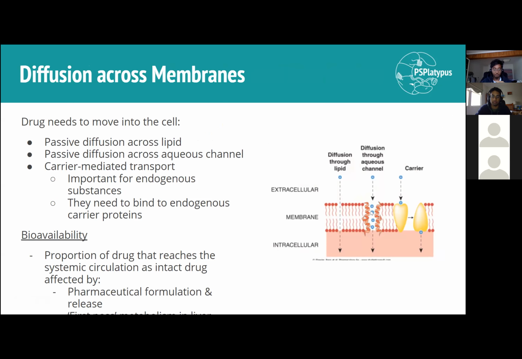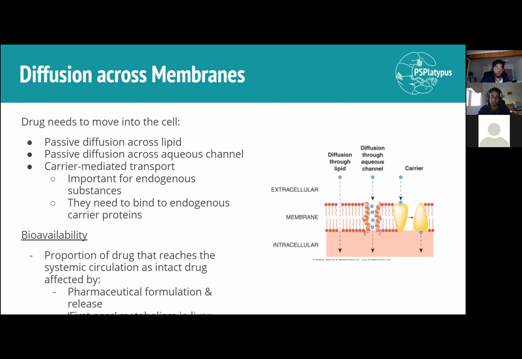But for now, we're going to talk about 3 different types. So that's passive diffusion across lipids. So again, it needs to be lipid soluble for this to happen. There's passive diffusion across aqueous channels, and there's carrier-mediated transport. So we see carrier-mediated transport, especially if they're endogenous substances, meaning they're substances that are created by the body.